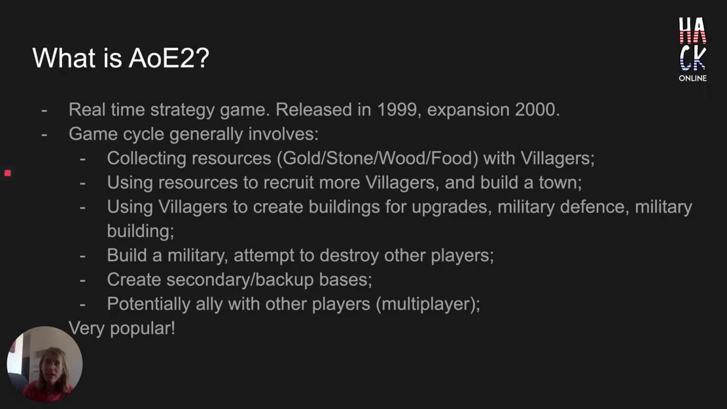If you've never seen Age of Empires 2, it's a real-time strategy game. Basically means we build up big armies, go fight other people. It came out in 99, the expansion came out in 2000, 20 years ago. That's how time works. It's scary. The game cycle generally involves we collect resources with our villagers to recruit more villagers, and we use those villagers to get more resources to build buildings and ultimately raise an army and squash all the other players.